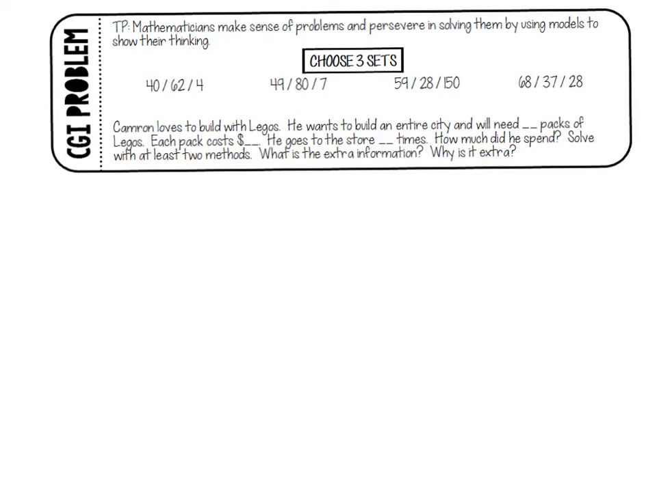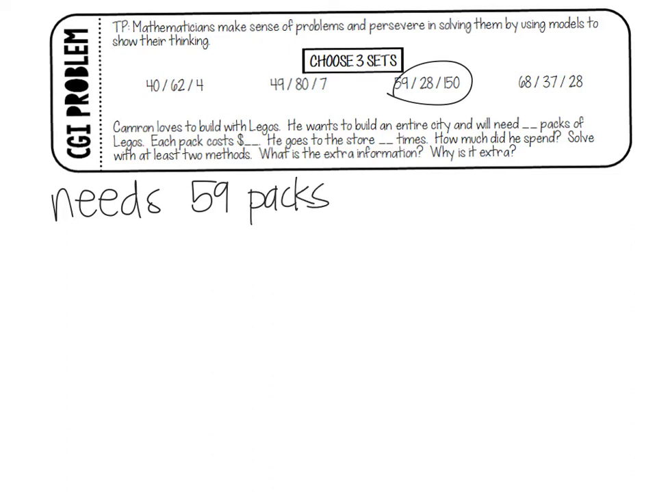So let's think about this. Which number set are we going to choose? Okay, so we're going to choose this one. Okay, so let's unpack this problem. Let's take it apart. So Cameron loves to build Legos. He wants to build an entire city and will need 59 packs. So I'm going to write that down. Needs 59 packs because I see that as information in there. Okay?